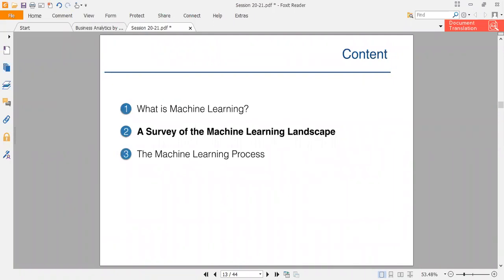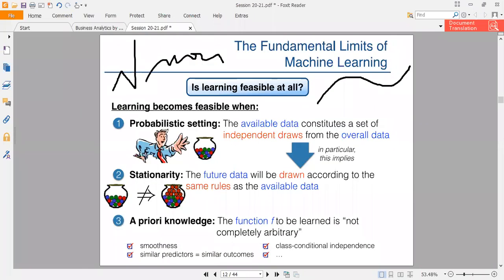Sir, second point में वो stationarity का कुछ समझ नहीं आया कि rules किस type के हो सकते हैं when you're assuming past historical data and drawing some results.